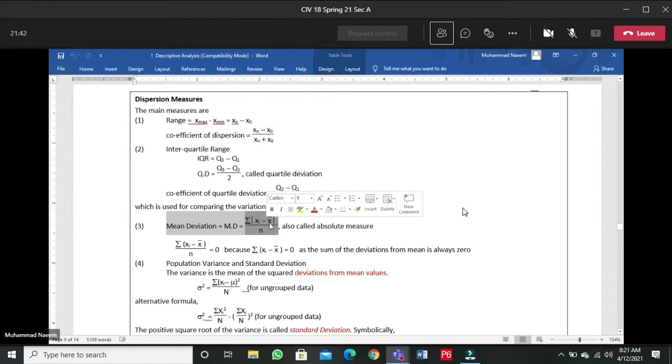Mean deviation, particularly when our data set contains both positive and negative values, that's why we take the modulus of the difference of the values with the mean value. Actually, in nature, there is always a tendency towards the average. The values always fall near the mean value. They cluster along the mean value. So how much they are falling away from the mean value, this is the dispersion.